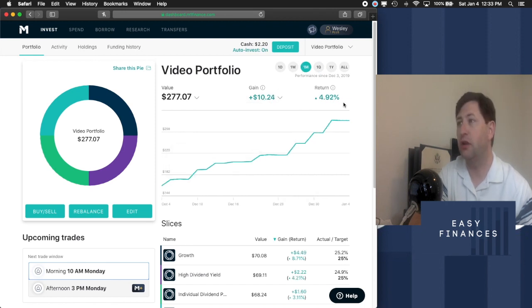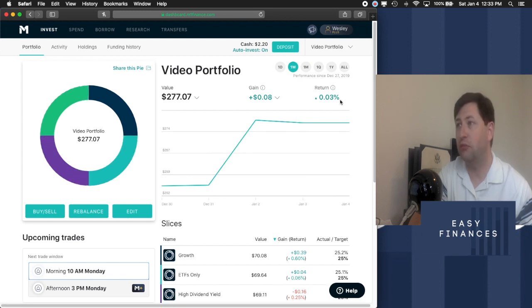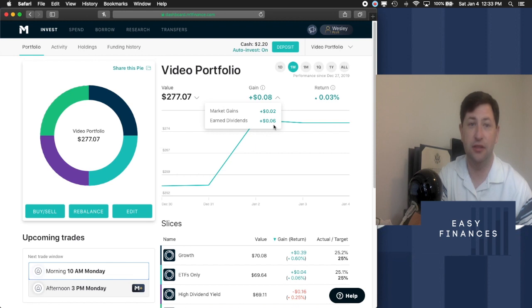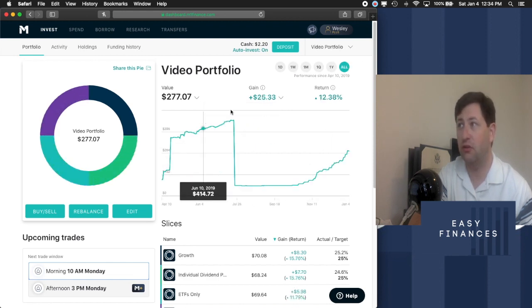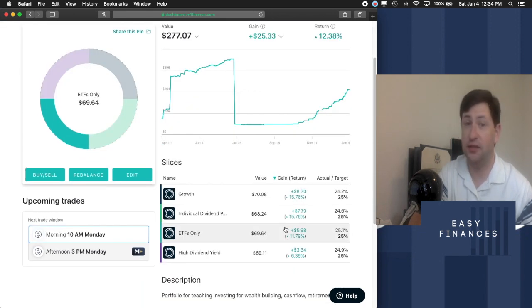The 1 month, we are up 4.92%. That represents $10.24 in gains and 83 cents in earned dividends. The 1 week, we are up 0.03%, 0.08 cents, 6 cents of that was earned dividends. So as you can see, the dividends are starting to go up over time as we add more money to our positions, and that is exactly what we want to do.